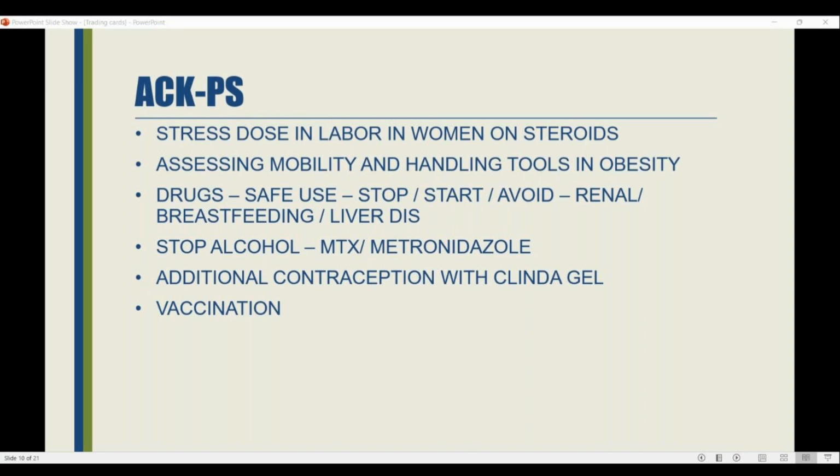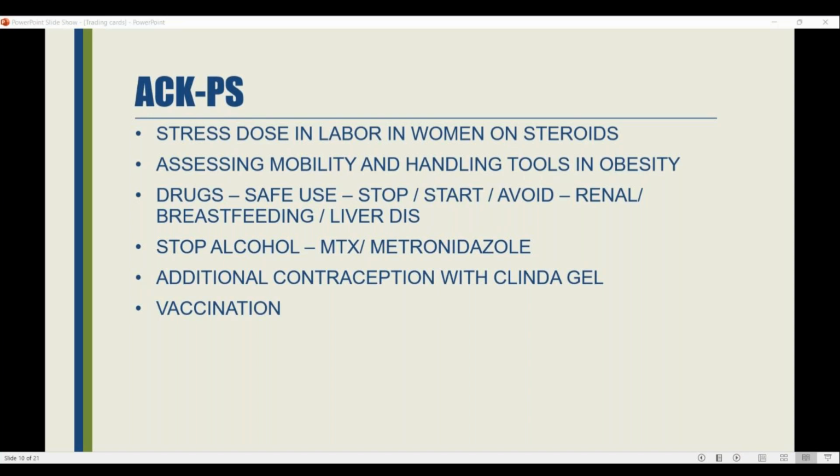If she is on metronidazole for trichomoniasis or for bacterial vaginosis, exclude drug allergy first. If she's not allergic to metronidazole, give metronidazole, but tell her to stop alcohol while on the medicine, to prevent reactions, because there can be bad reactions with the medicine, so we advise you to stop it.